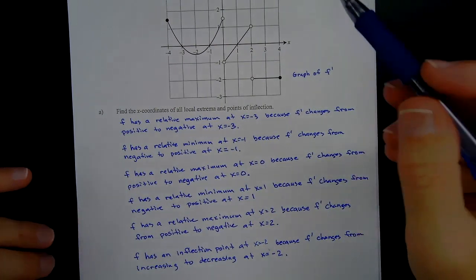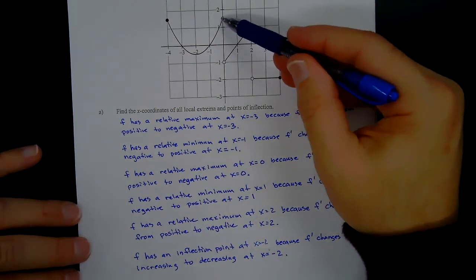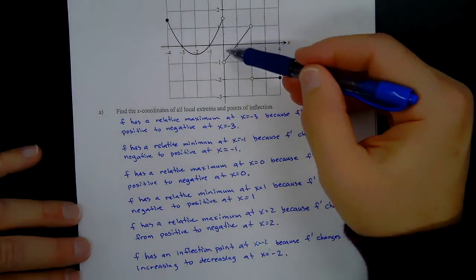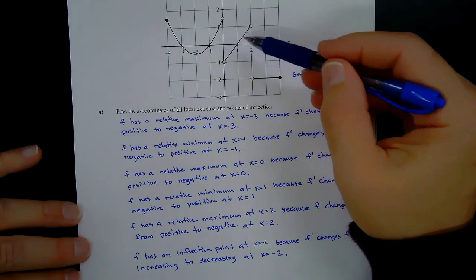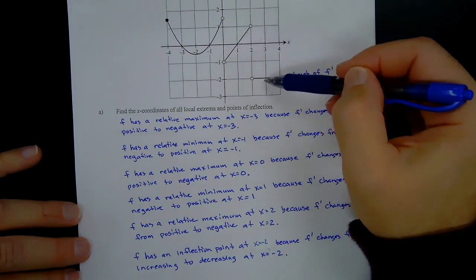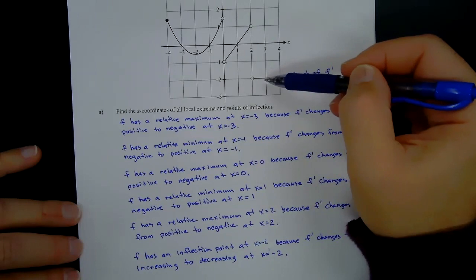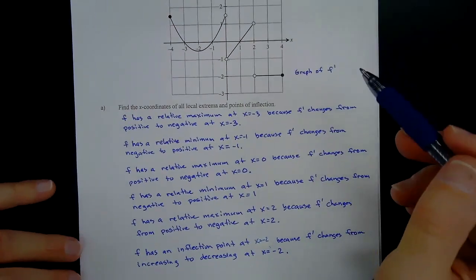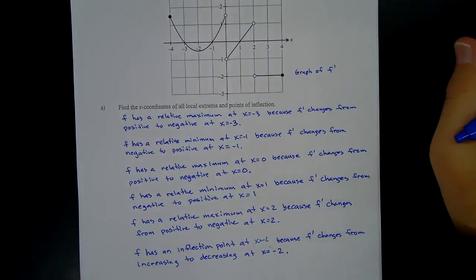Okay. Now, what about at 0? Well, it's changing from increasing to increasing, right? So that's not an inflection point. And then here it's increasing. Okay, so here it's not decreasing and it's also not increasing, right? It's not doing either one. So actually that's the only point of inflection. It's happening at x equals negative 2.